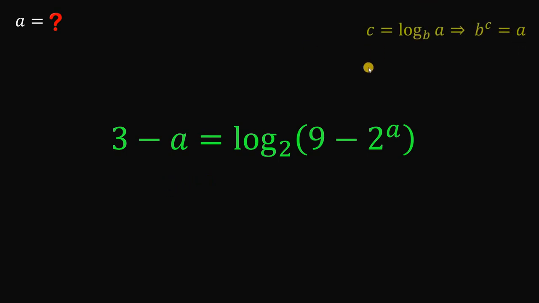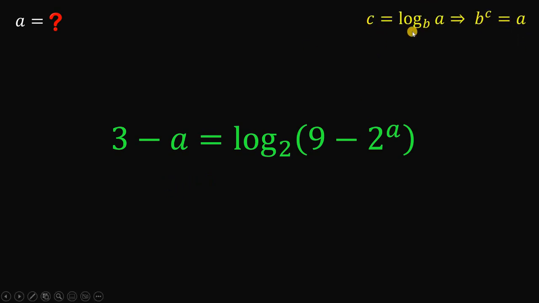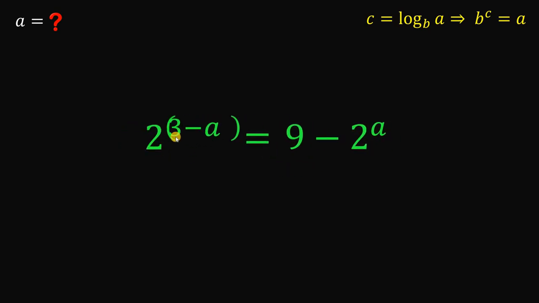To answer this question, we will use this concept. If we have c equals logarithm of a to the base of b, this can be written as b raised to c equals a. Therefore, this equation right here, 3 minus a equals logarithm of 9 minus 2 raised to a to the base of 2, can be expressed as follows. We have 2 raised to 3 minus a equals 9 minus 2 raised to a. Now, from a logarithmic equation, we now have an exponential equation.